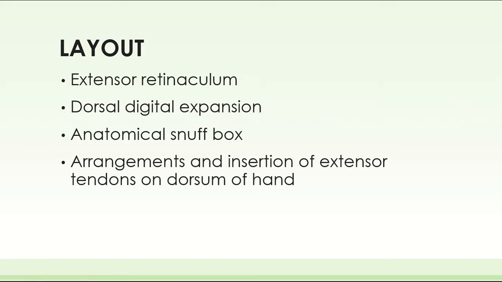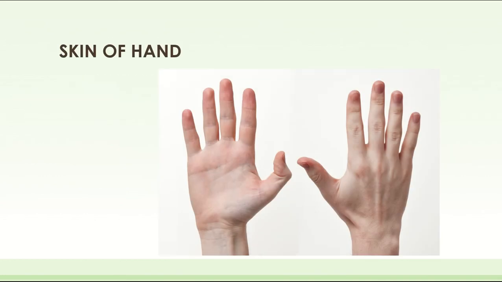So the dorsum of hand layout consists of extensor retinaculum, dorsal digital expansion, anatomical snuff box, arrangements and insertion of extensor tendons on dorsum of hand. So we see that the skin on the dorsal surface is thin, whereas the skin on our palmar surface is thick.